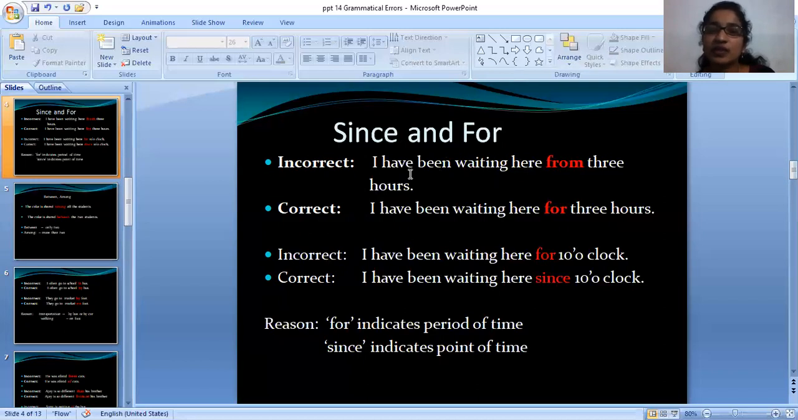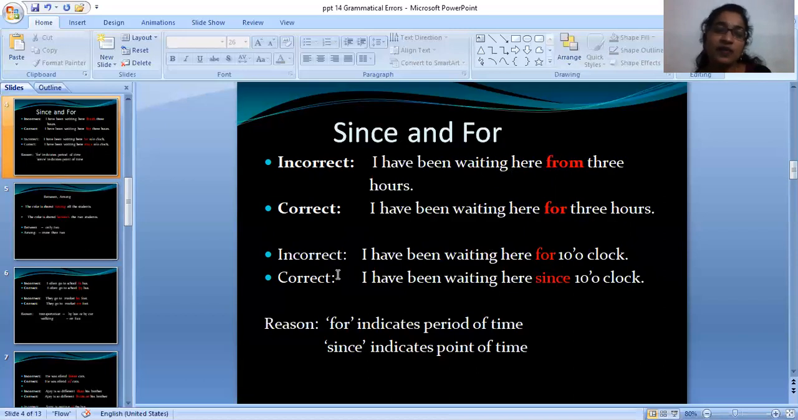I'm going to read the first sentence. I have been waiting here from 3 hours. Is this correct? Definitely not. Then what is the correct sentence here? I have been waiting here for 3 hours is the correct sentence. So we cannot use from here, but we have to use for. The preposition to be used here is for.